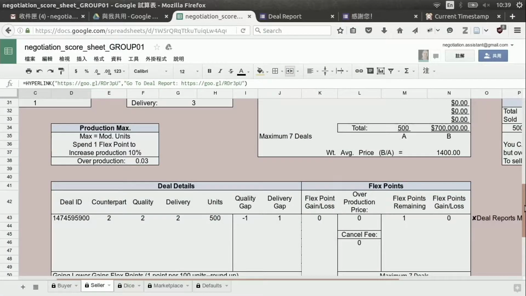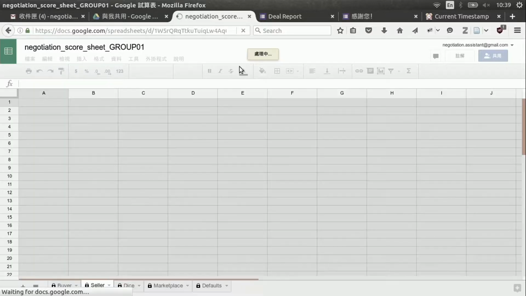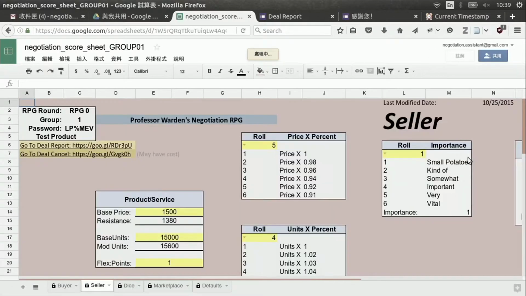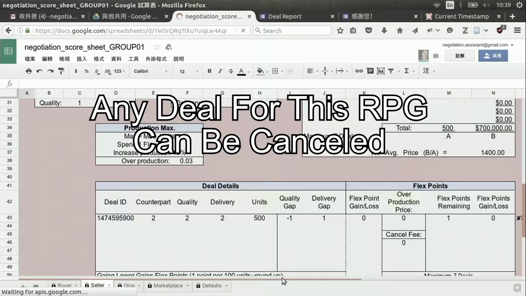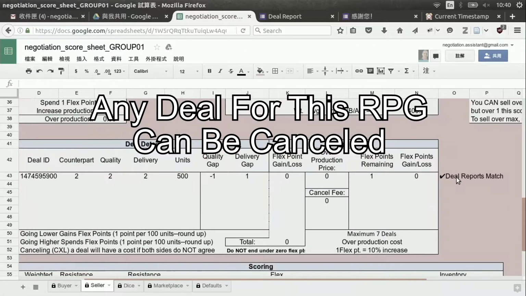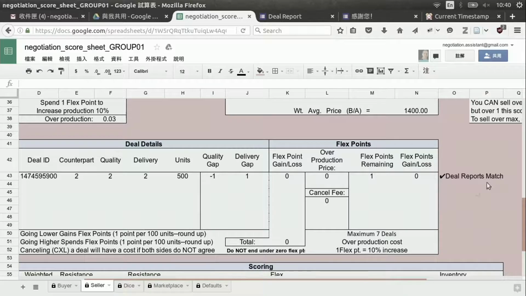What about the chance that nobody made a mistake, everything they wrote was correct, but I don't want that deal anymore, or the other side keeps saying they did not make a mistake, even though I think they did make a mistake. So how can we fix that problem? That problem is going to take a deal cancel form. There it goes, it came through. Deal reports match. So the deal report matches because I changed it in the database.